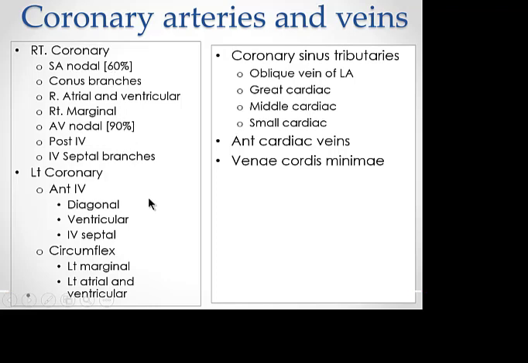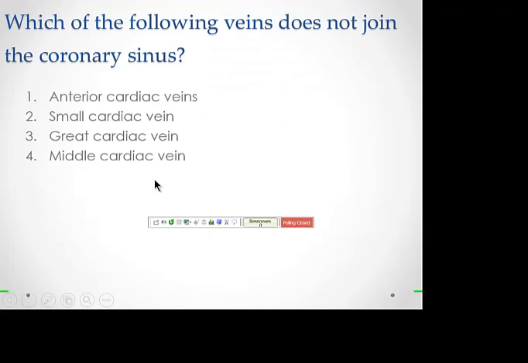Whenever we give you any of these branches of an artery or tributaries of a vein, this is what is commonly seen, but there are always variations, so it's not necessarily typical. So this is what is seen. So let's answer this question. Which of the following veins does not join the coronary sinus or does not drain into the coronary sinus?